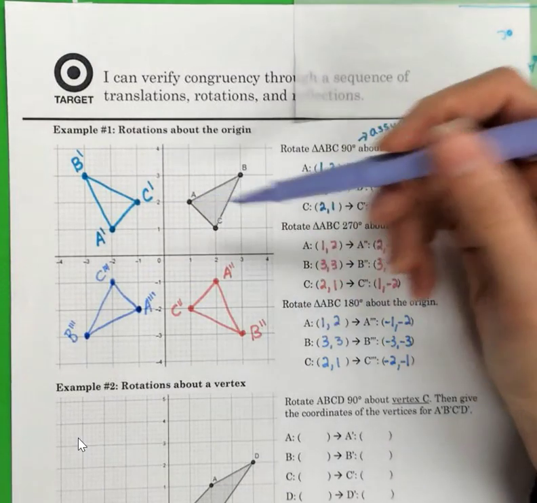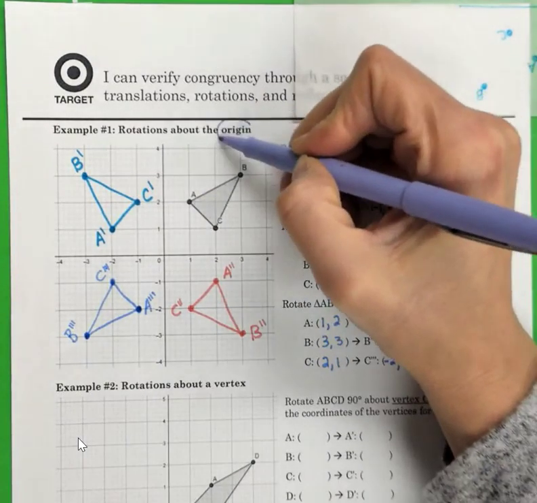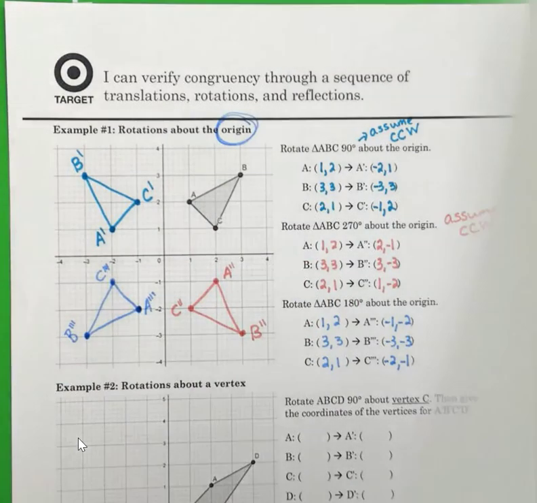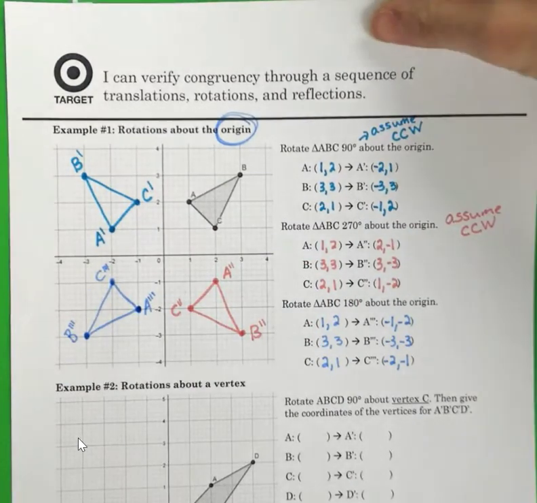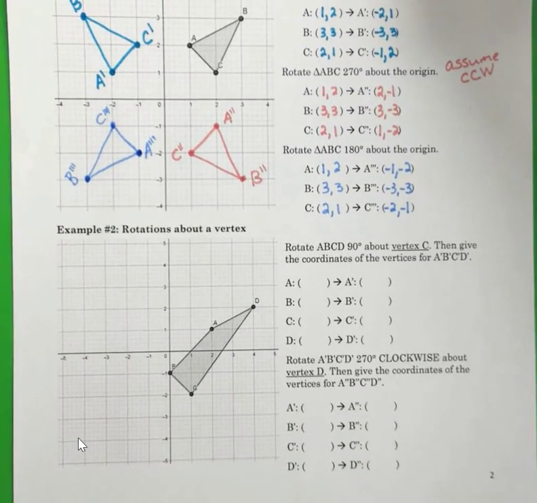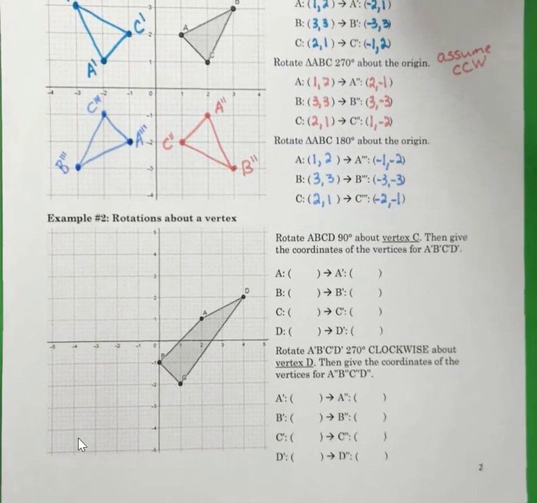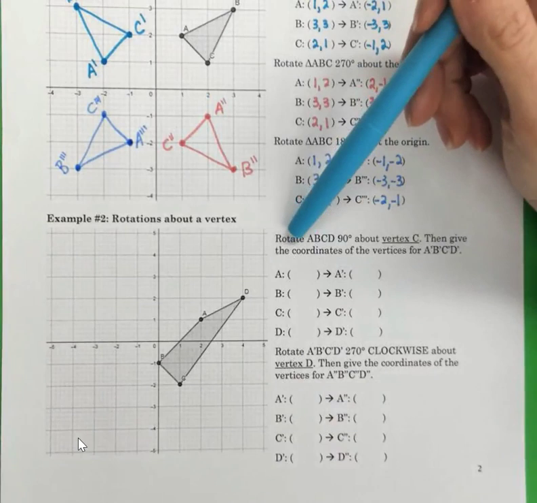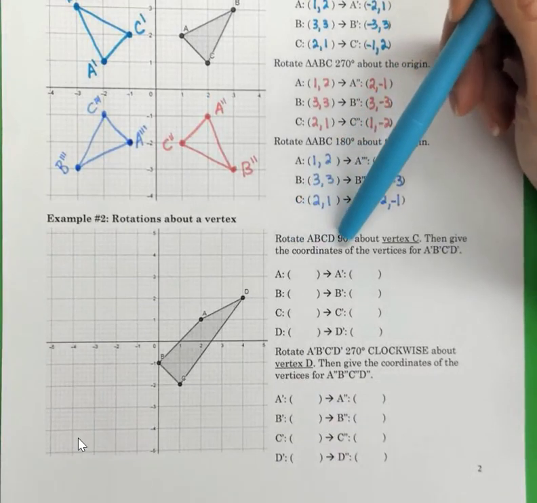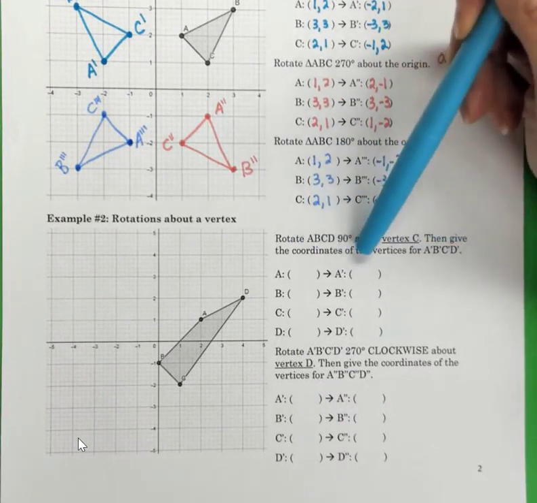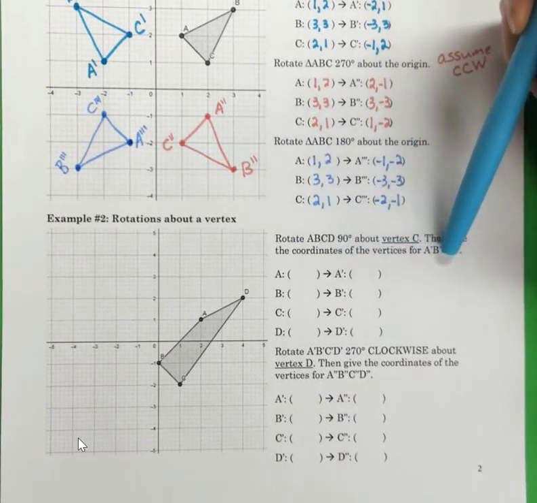So that is an example of rotations about the origin. Now, the origin is not always going to be your center of rotation. So if we look at example 2, this is an example of that scenario. Our directions say rotate ABCD 90 degrees about vertex C. Then give the coordinates of the vertices for the image of ABCD.